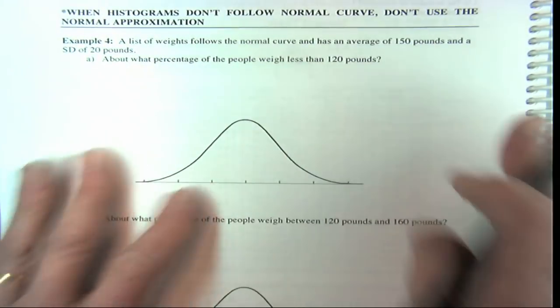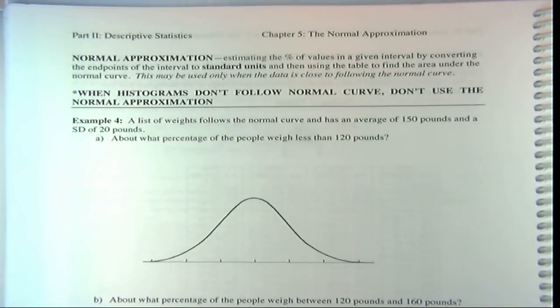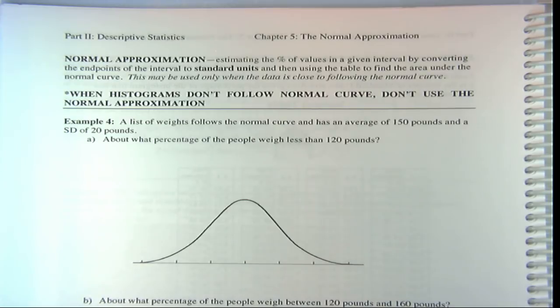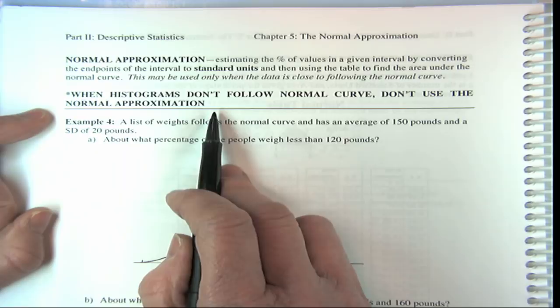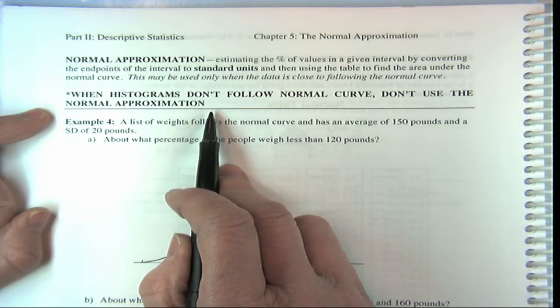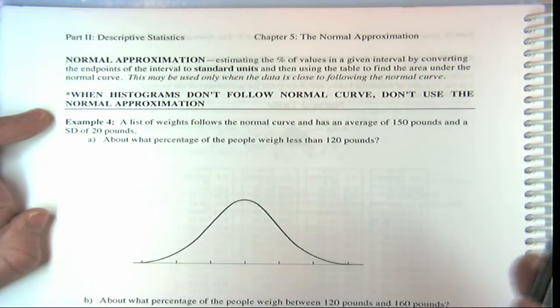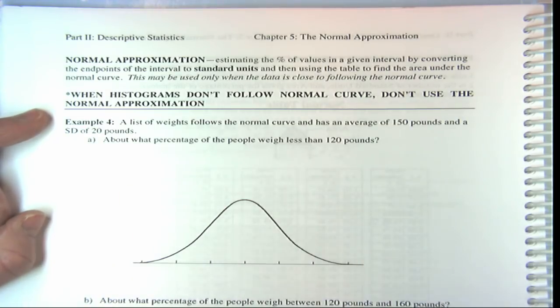The tails do. Okay, so now we're going to put it all together. And we'll just do a few examples so you can start your homework at least. When histograms don't follow the normal curve, don't use the normal approximation. But it's really easy. All you need to know is the average and the standard deviation. It's so useful you can figure out any percentages.